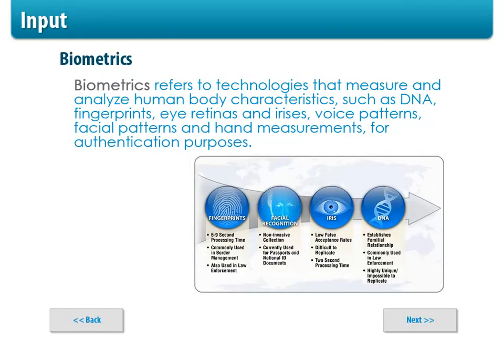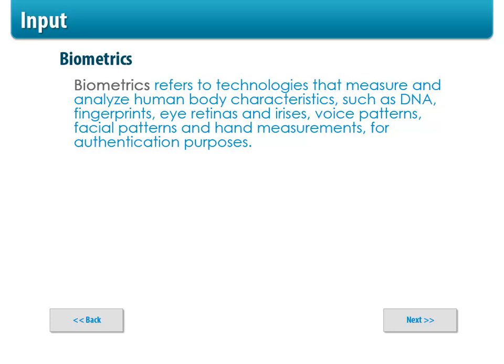Biometrics is a newer area to the input of technology. It's basically using human body characteristics such as DNA, iris, and voice patterns for security purposes and access.